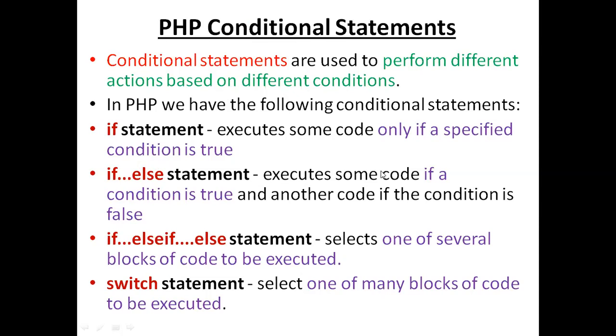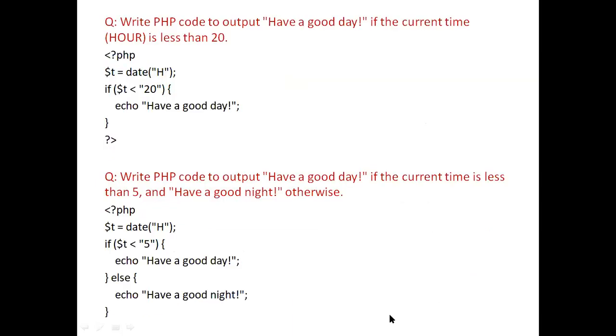The first one is if, which is used for only one condition, only if a specific condition is true. If else: if the condition is true, you are going to output that one, otherwise you are going to output the other one for false. Then nested if else, if and else, is one of several blocks of code to be executed. How about the switch statement? It selects one of many blocks of code to be executed. I have already explained this in the class also. Here you have an example for if and if else.